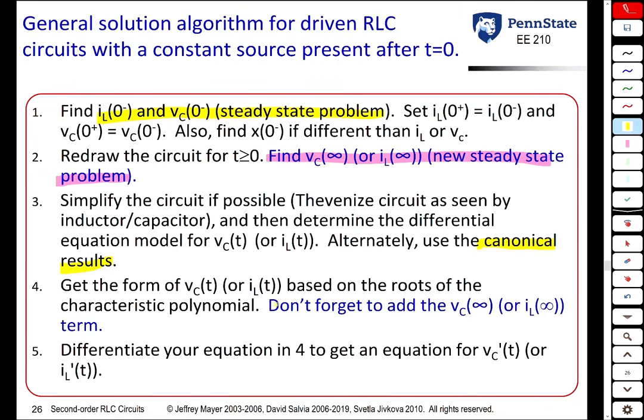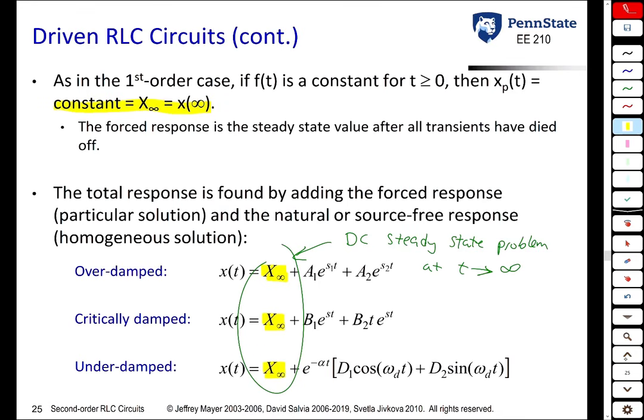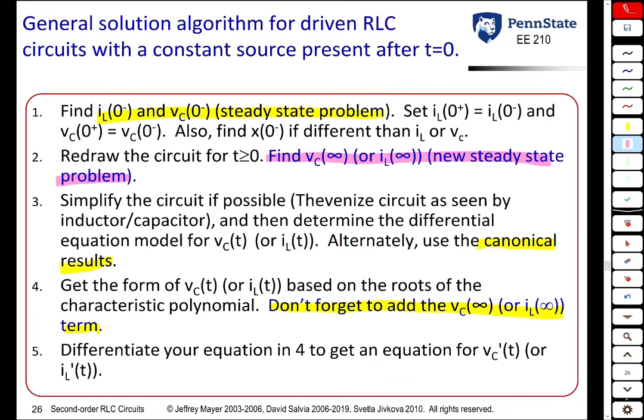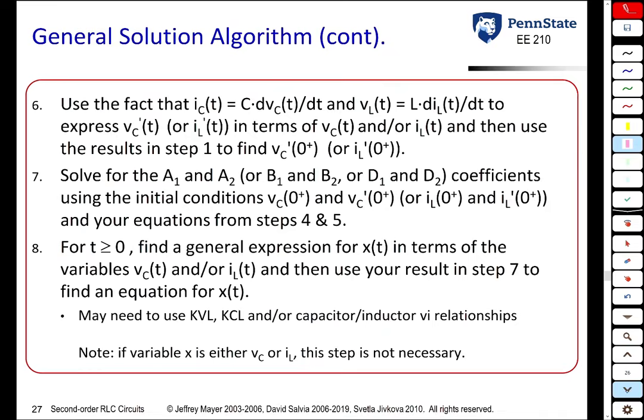The one difference is here in step 4. When we get to the general form, do not forget to add this term here. It is important to add that term before you solve for your A's, your B's, or your D's. So you add the final value before you solve for your coefficients. The next couple steps are identical to before. To solve for A1, A2, or B1, B2, or C1, C2, we need to differentiate whatever we have in 4 to get a second equation.